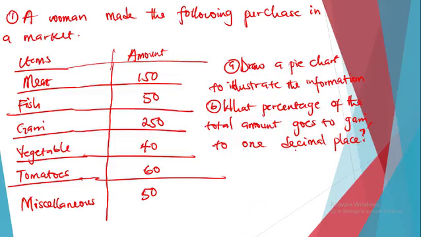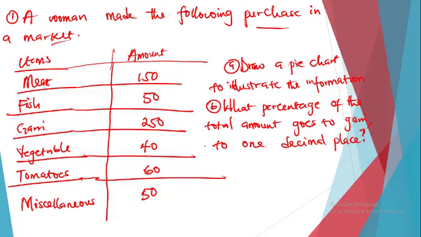Here is a question on the screen. A woman made the following purchase in the market. We have items and we have amount in cedis. She bought meat for 150 cedis, fish for 50 cedis, gari at 250 cedis, vegetable at 40 cedis, tomatoes at 60 cedis, and miscellaneous at 50 cedis.